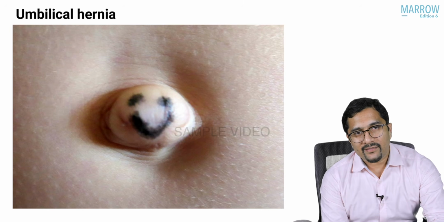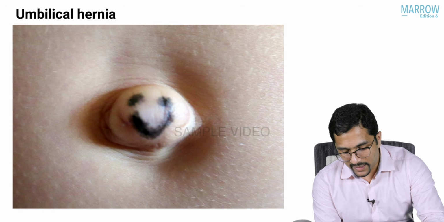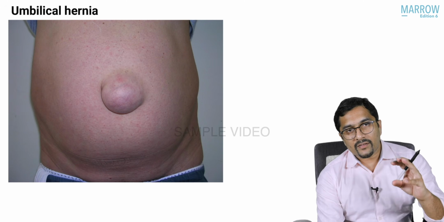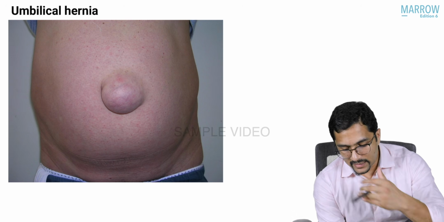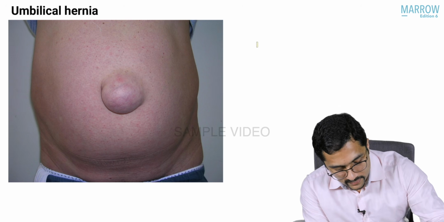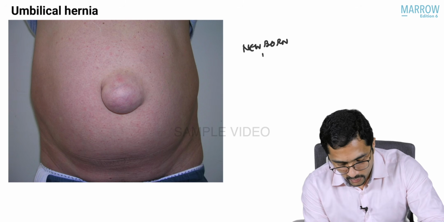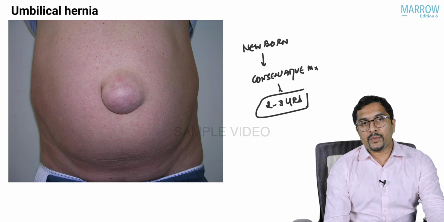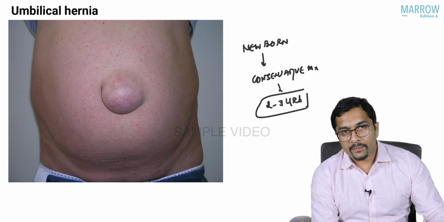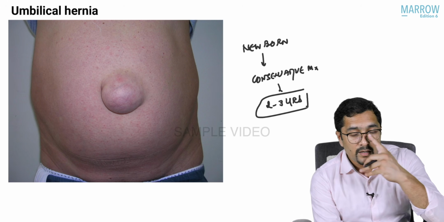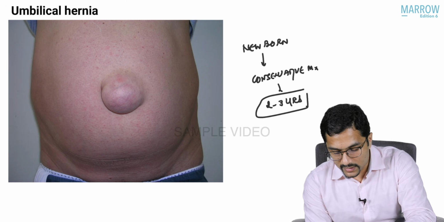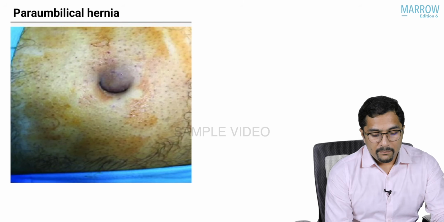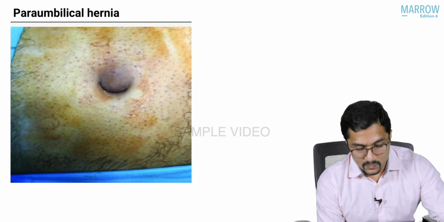This is an umbilical hernia where the umbilicus is everted. There is more space here in an umbilical hernia. An umbilical hernia in a newborn child: we will do conservative management till 2 to 3 years of age. Only if the hernia persists beyond 2 to 3 years of age do we operate on these patients. Otherwise, we don't need to do surgery. They subside spontaneously.